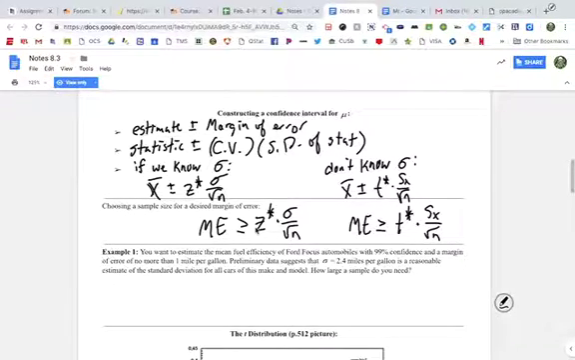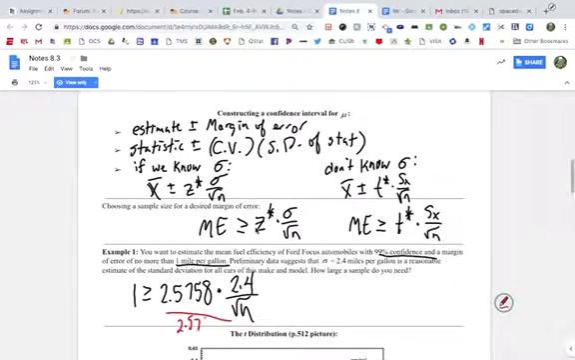All right, so margin of error in this case is 1 mile per gallon. So we're going to go 1 is greater than or equal to. We're told it's a 99% confidence interval. Well, at 99% confidence, we use 2.5758, and that comes from the chart that we talked about the other day. Standard deviation is 2.4 over square root of n. That's what we're trying to solve for. So again, we're trying to isolate n in this case. So we're going to divide everything by 2.5758, both sides.